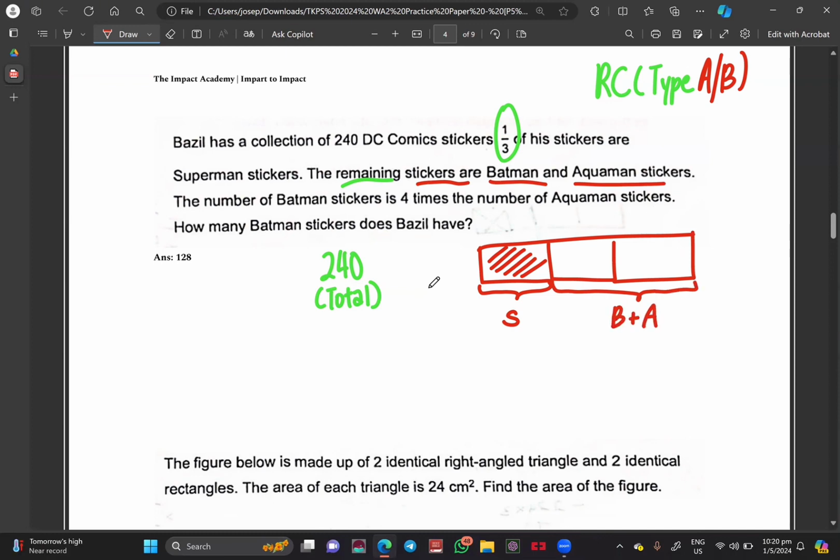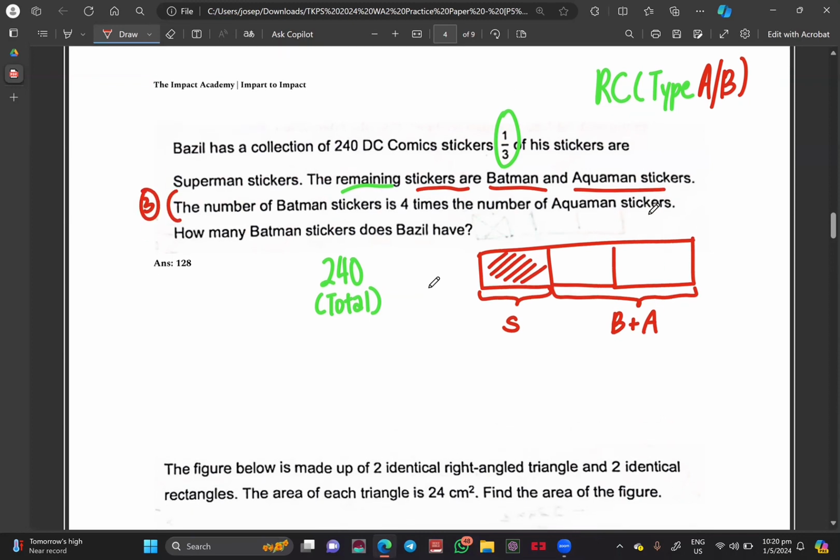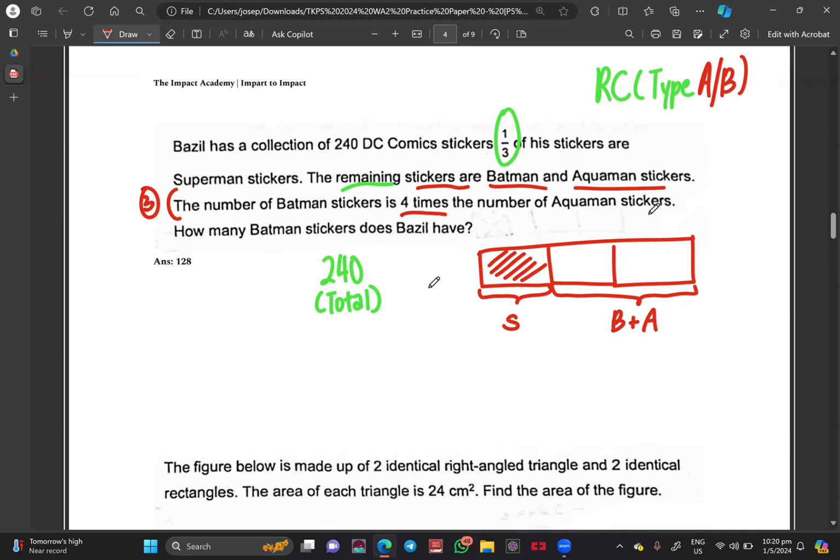B stands for Batman, A stands for Aquaman. But they give us a very important sentence. They say the number of Batman stickers is 4 times the number of Aquaman stickers. Now, what does that mean? It means that Batman is basically 4 units and Aquaman is basically 1 unit.